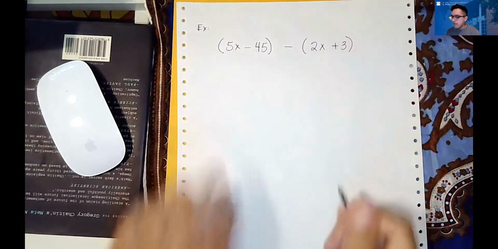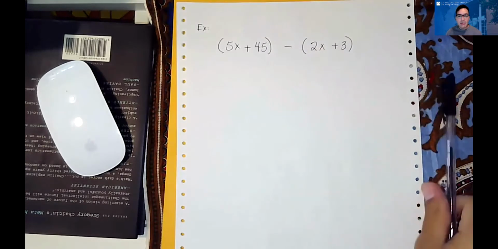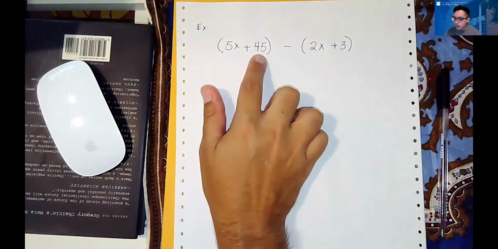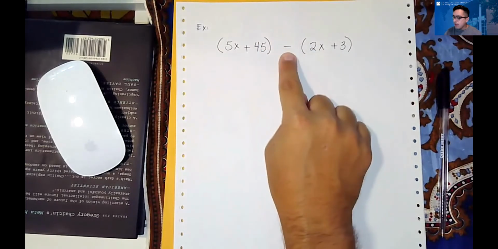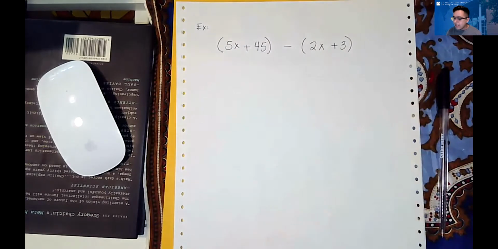I'm going to make these both positive just so that the first example is really simple. So I have the binomial 5x plus 45, and I want to subtract from that polynomial 2x plus 3. Can anybody tell me what they think we would do here that might be different from addition?